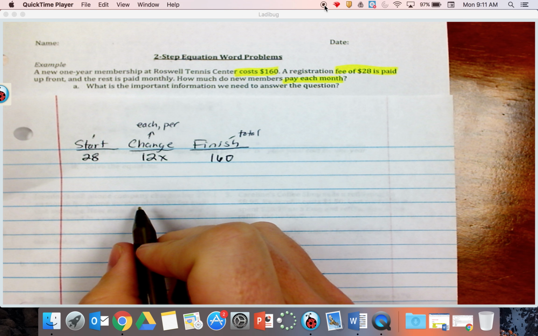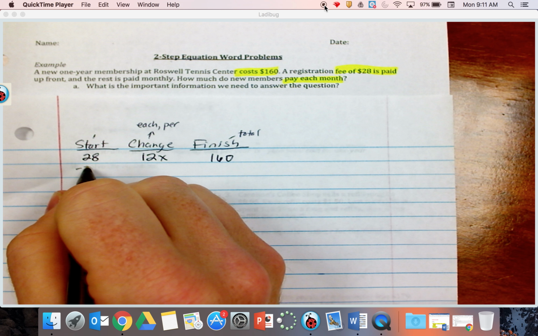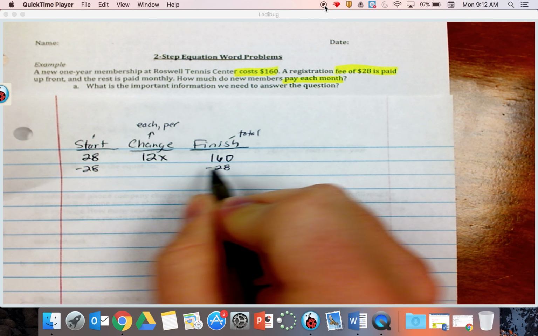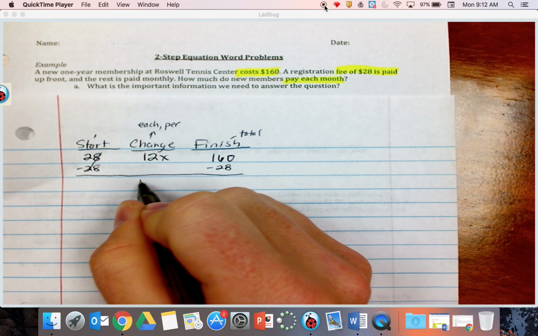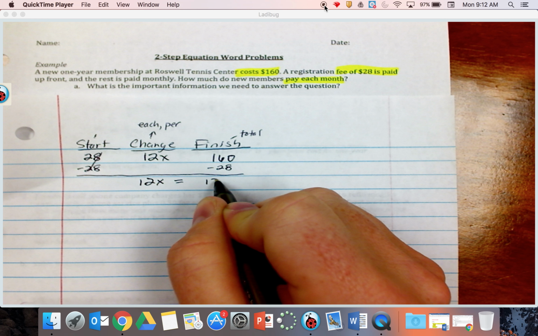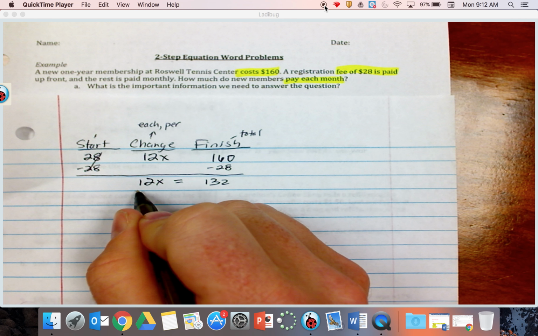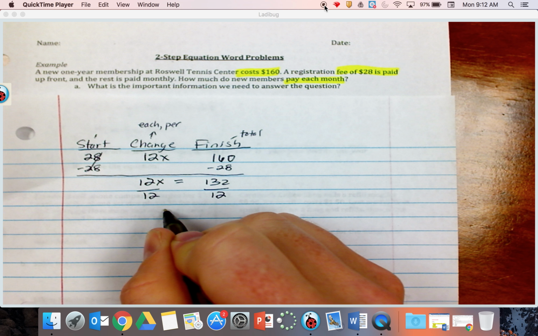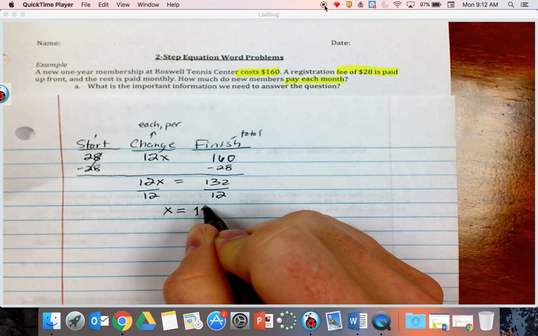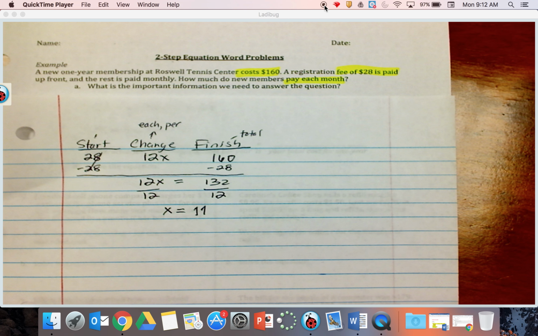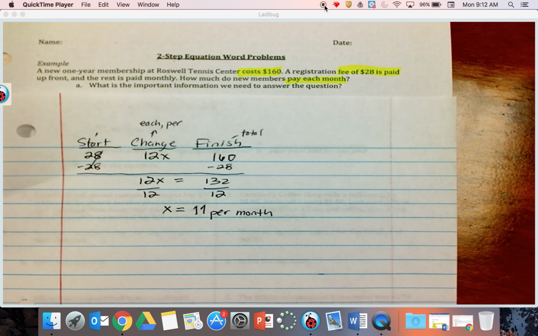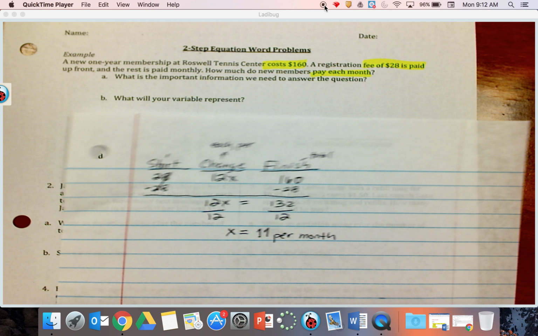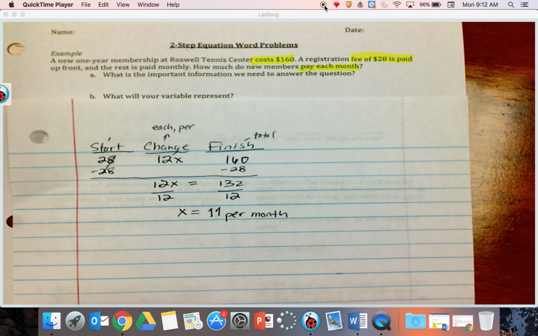So now all I need to do is solve this problem. I'm going to subtract 28 on both sides. And what I'm left with is 12x is equal to 132. Then I can divide by 12 on both sides, and x gives me 11. So now I know my answer there is 11, and that is my solution. I'm paying $11 per month. That's solved: $11 per month.